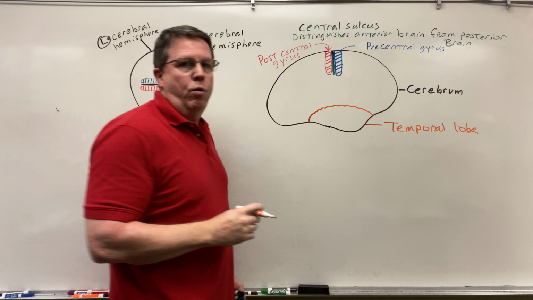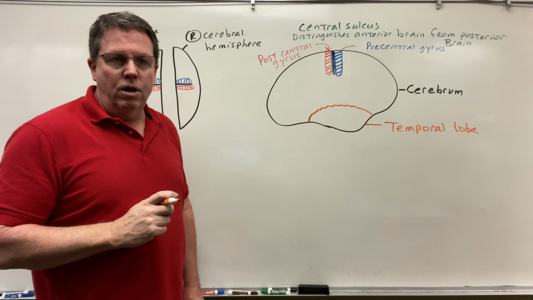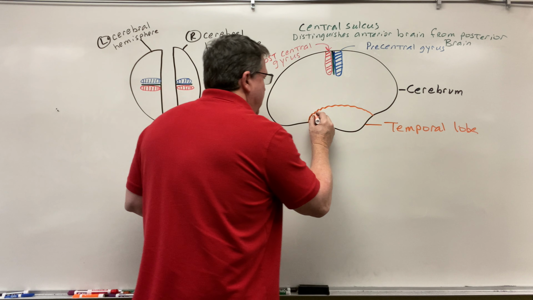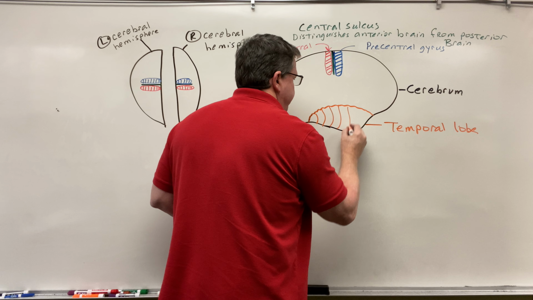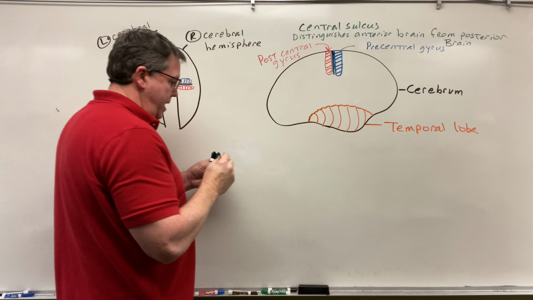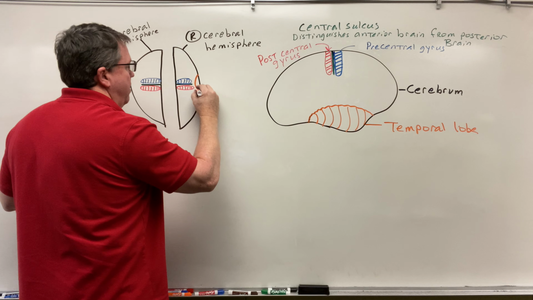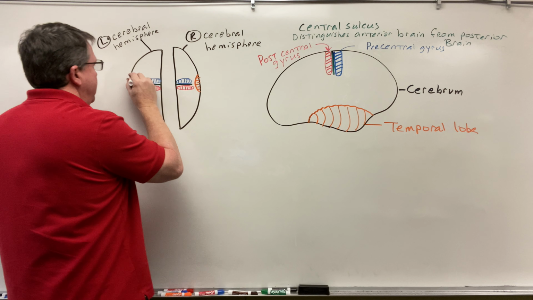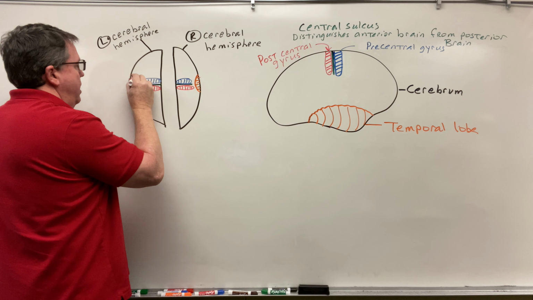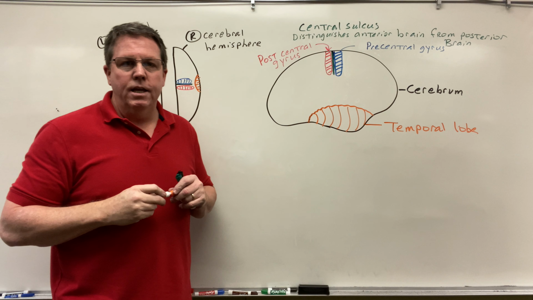Okay, that's the temporal lobe that's right there. So the next thing is, let me color this in. Okay. And then if I were to draw it over here, I would draw it like this and like that. Okay, so that's going to be my temporal lobe.